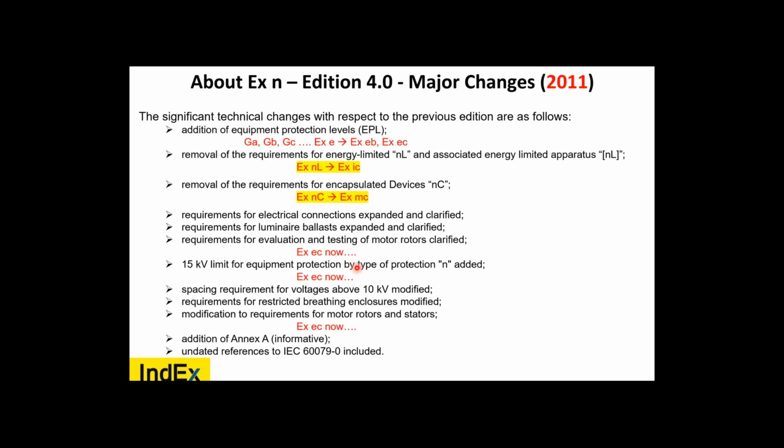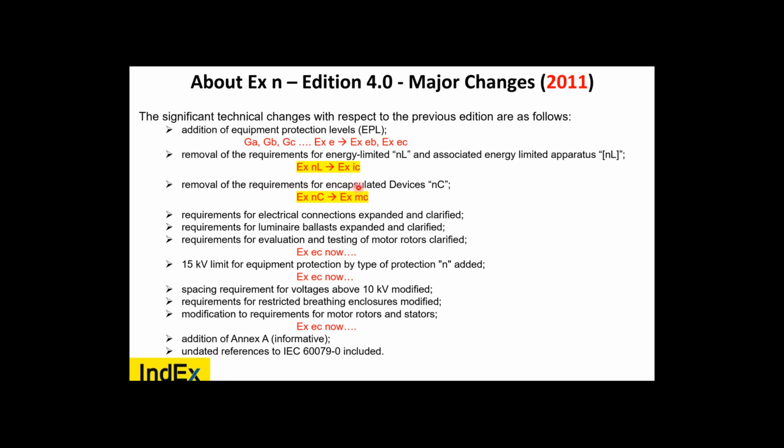So significant changes happened in 2011. Then he started including EPLs, GA, GB, GC. So just to give you an idea, EXE has now become either EB or EC, so zone 1 or zone 2. This is 2011. They removed EXNL. Energy limited became EXIC.